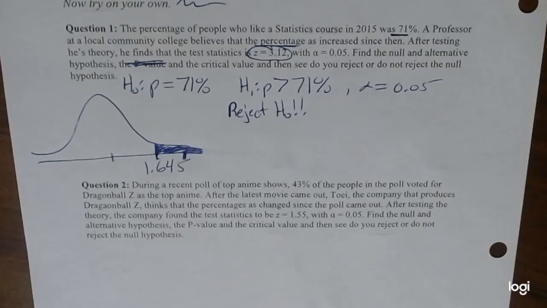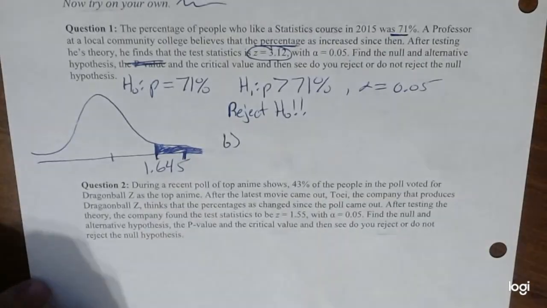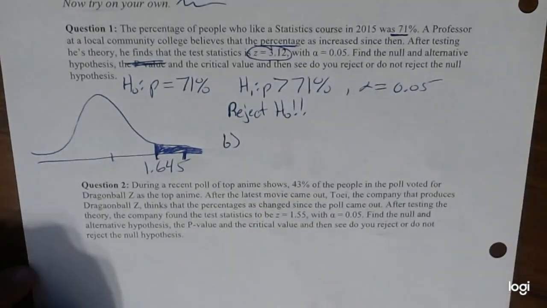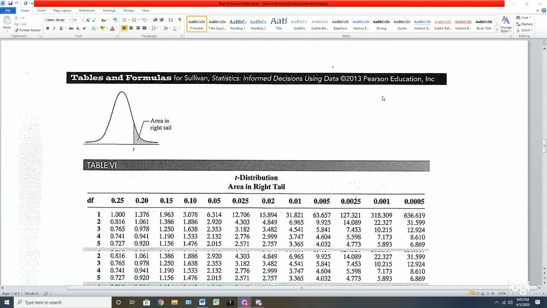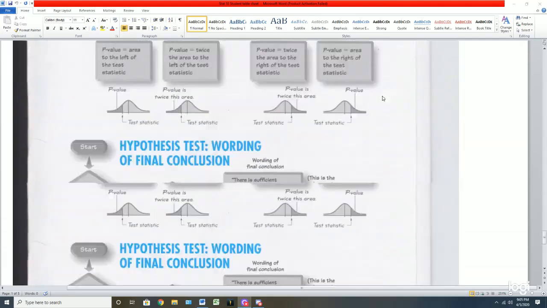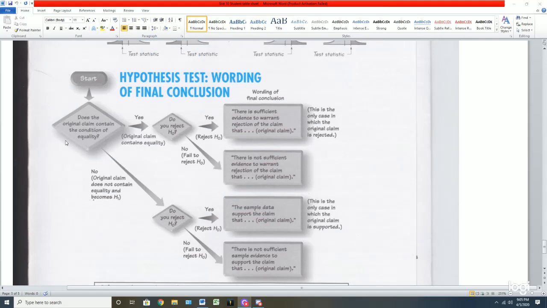Okay. Now, here's a pop quiz. Let's suppose we wanted part B. Let's write the conclusion so you can see how you write conclusions based off this, and it's actually not that bad. So let's go back to our flow chart, because that's going to be the last page, and figure out how we're going to write this conclusion based off this info, right? Always start with a start button. Does the original claim contain the condition of equality?